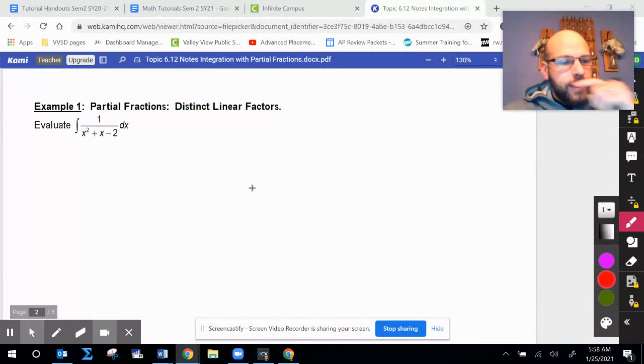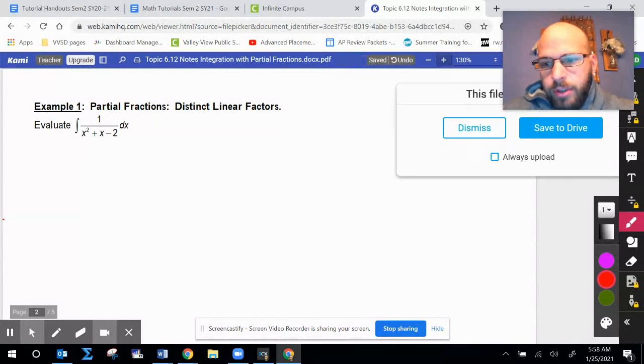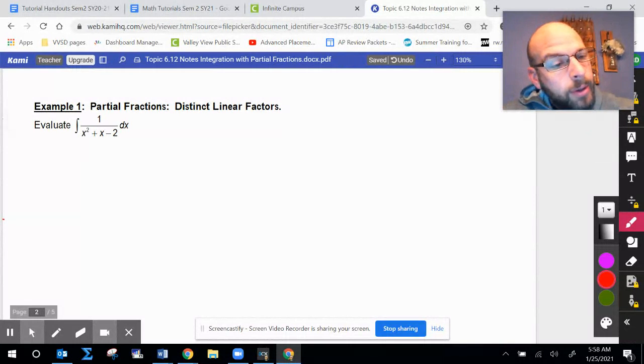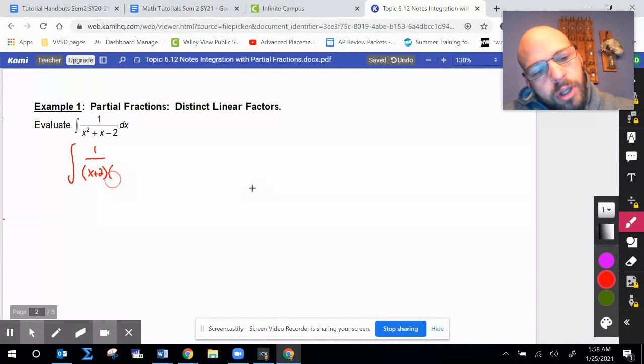So I want you to see, one, always keep in mind the original problem, okay? And what we're going to do is, I'm going to use my red pen here. I'm going to factor the denominator. So I'm going to have 1 over x plus 2, x minus 1, dx, okay?